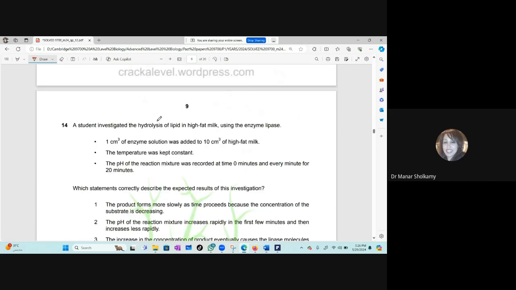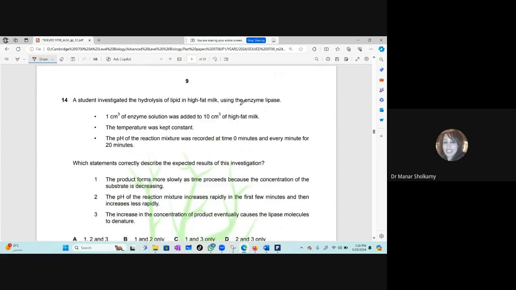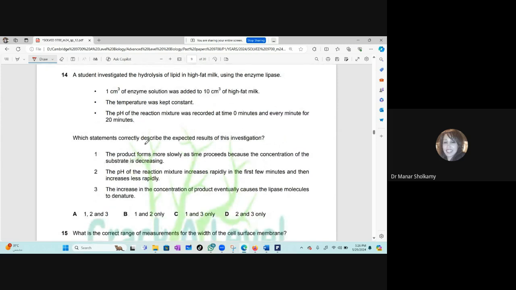14. A student investigated the hydrolysis of lipid in high-fat milk using the enzyme lipase. Now, tell me, Farouk, when lipids are broken down, what do they give you? What are the products? Glycerol and fatty acid. Good, glycerol and fatty acid. Okay, put this in mind because fatty acids are acidic. 1 centimeter cubed of enzyme solution was added to 10 centimeter cubed of high-fat milk. The temperature was kept constant and the pH of the reaction mixture was recorded at time 0 and every minute for 20 minutes. Which statements correctly describe the expected results of this investigation?